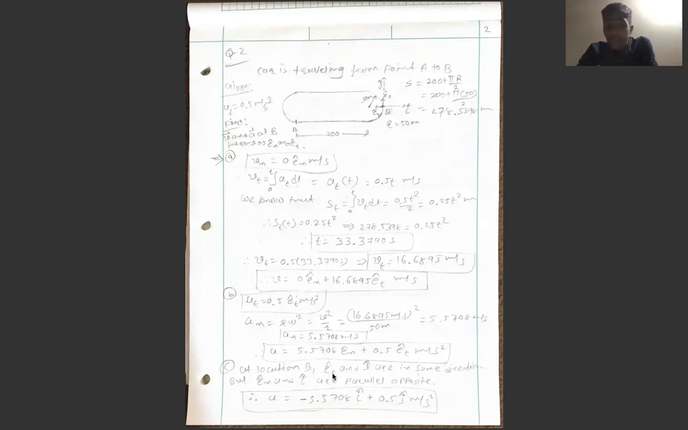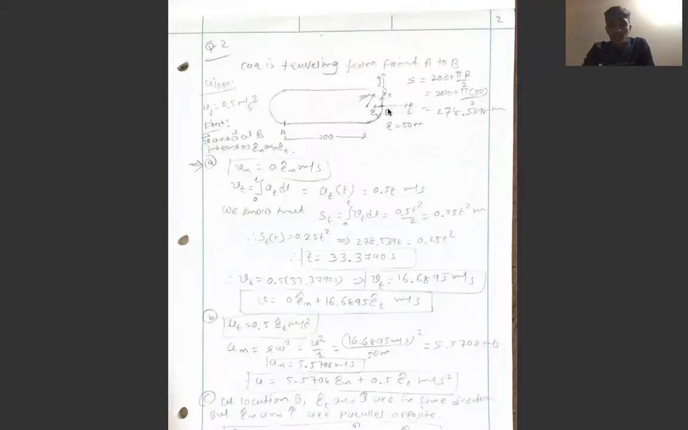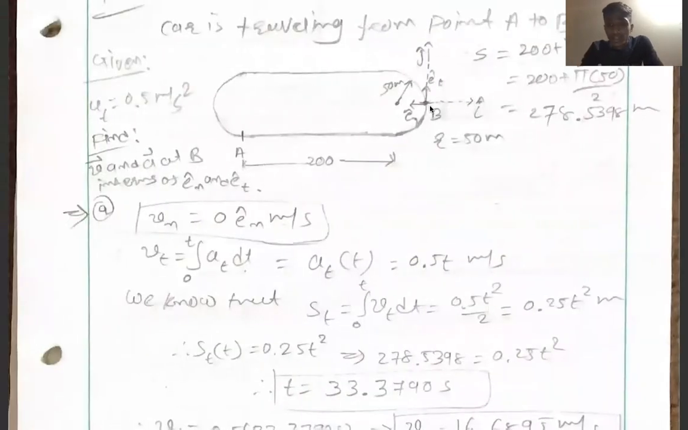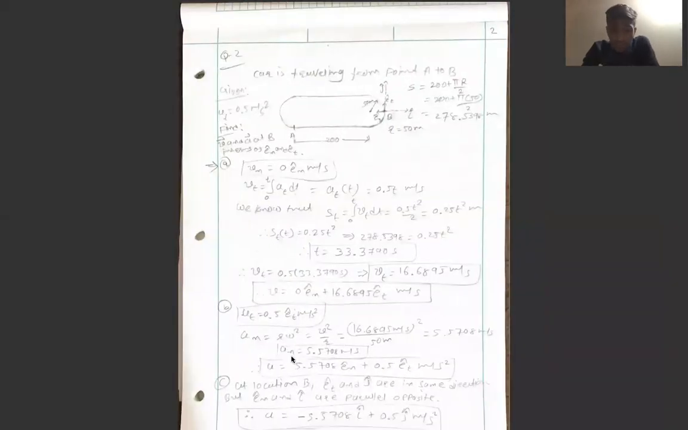And now if we want acceleration in terms of I hat and j hat, we can simply look at position B, which says that j hat and the tangential component are in the same direction, but I hat and the normal component are in opposite directions. So basically what we do is we just swap the direction.